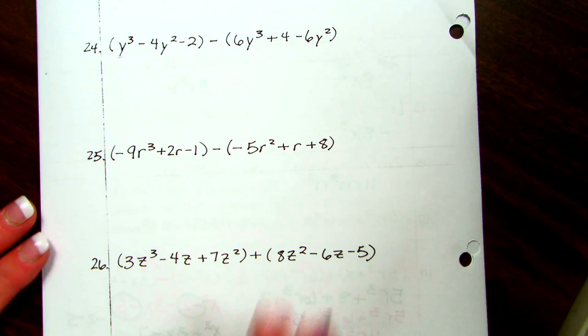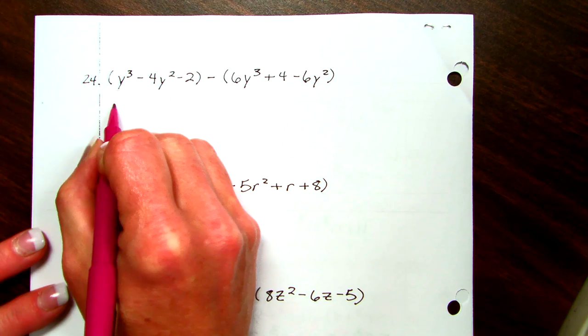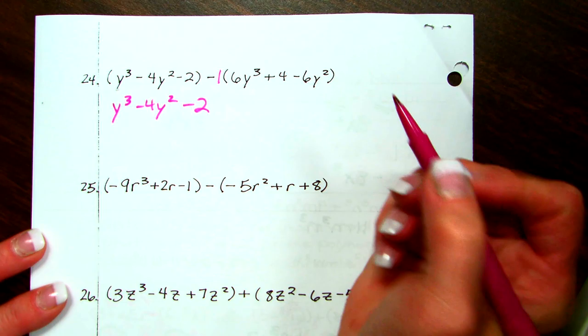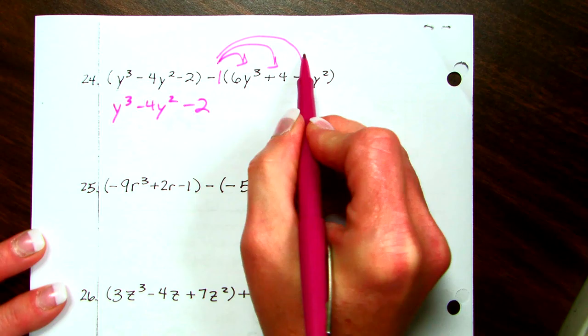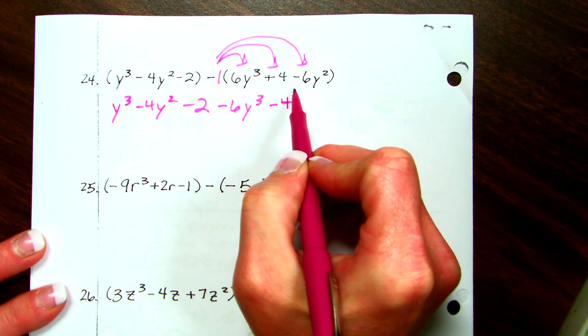And then sometimes we've got three terms. So let's see if we can do, which one should I do? I'll do 24, and then I'll leave 25 and 26 for you to look at the completed notes. All right, so y cubed comes down, minus 4y squared, minus 2. Now I have this negative in front of the parentheses, so that's got to change the 6y cubed, the positive 4, and the negative 6y squared. So negative 1 times 6y cubed is negative 6y cubed. Negative 1 times positive 4 is negative 4. And negative 1 times a negative 6y squared becomes a positive 6y squared.